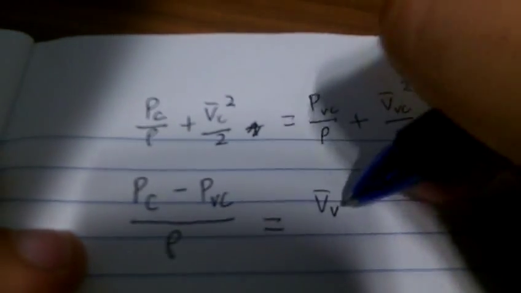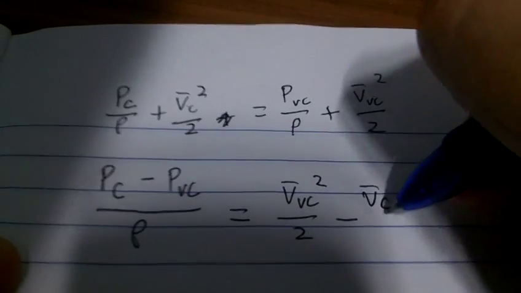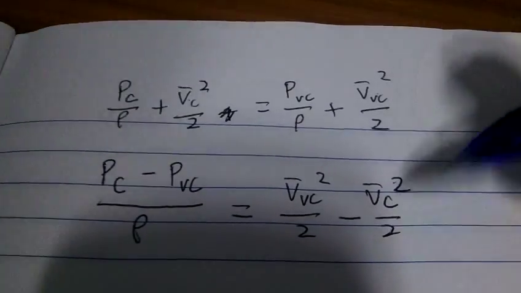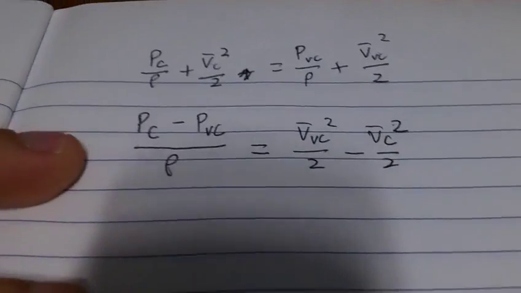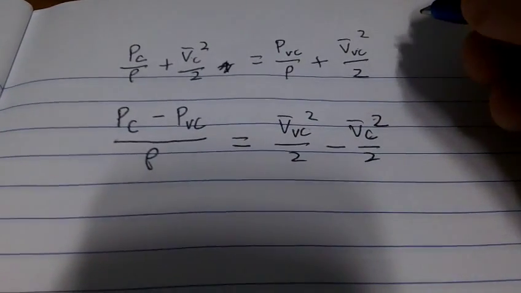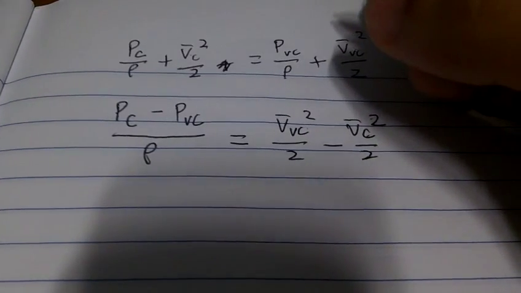P_C minus P_VC over rho equals V of the vena contracta squared over 2 minus V of the cross-sectional area squared over 2. Next we need to relate these two, to try and eliminate some terms. We can do that by using the continuity equation, which is essentially a mass balance equation.